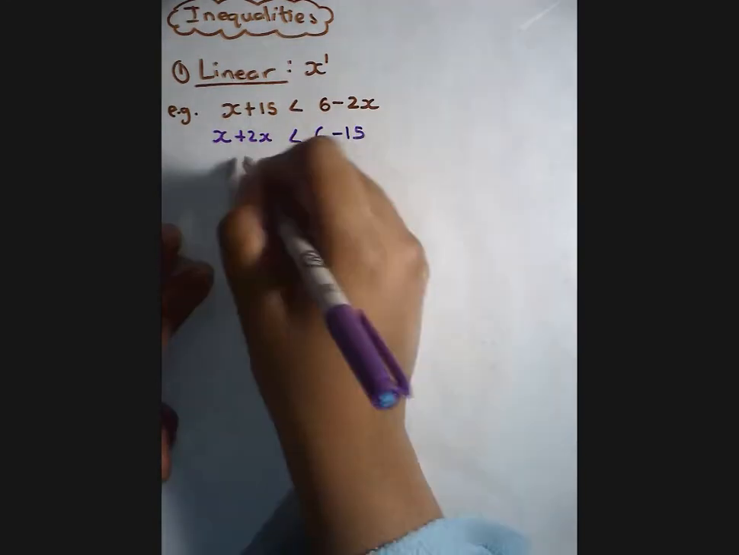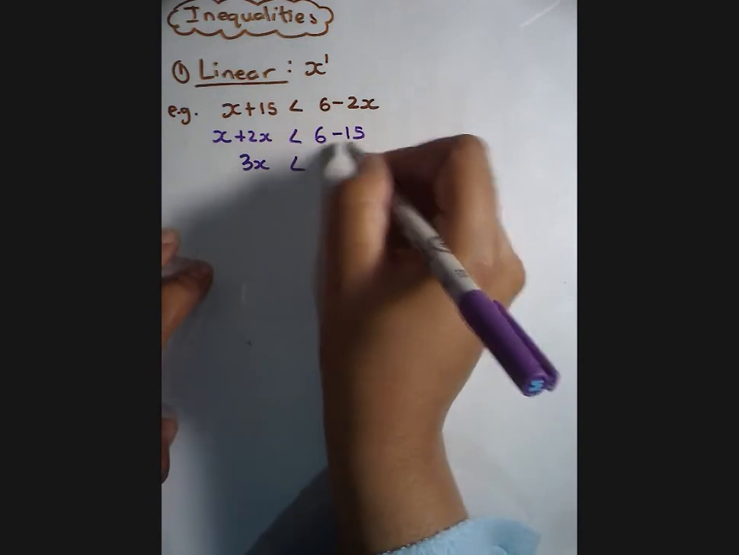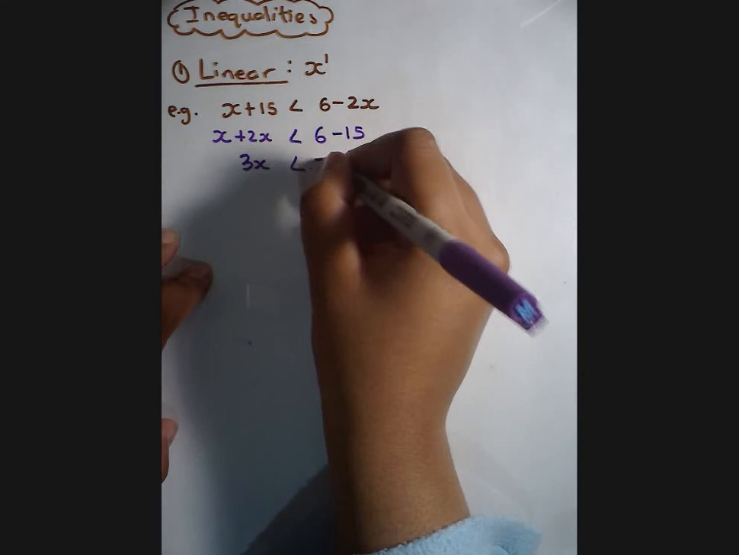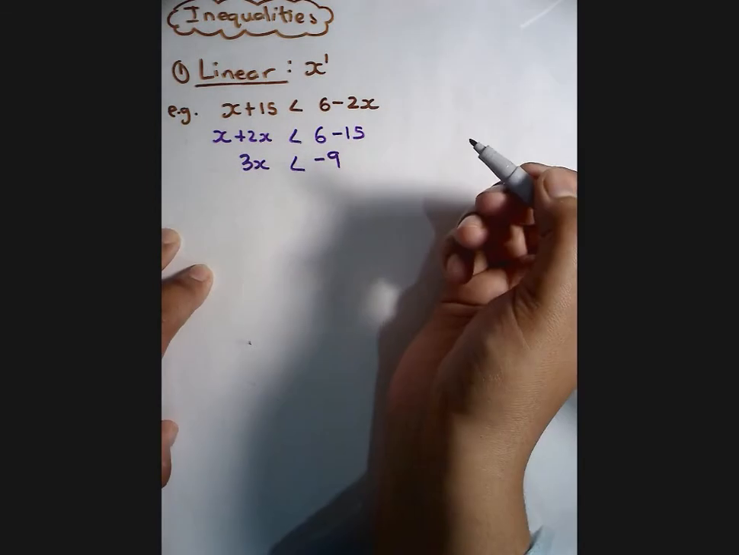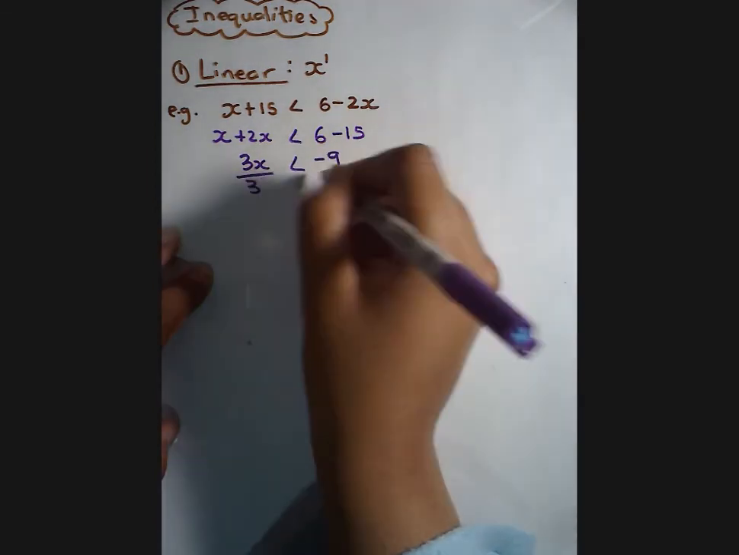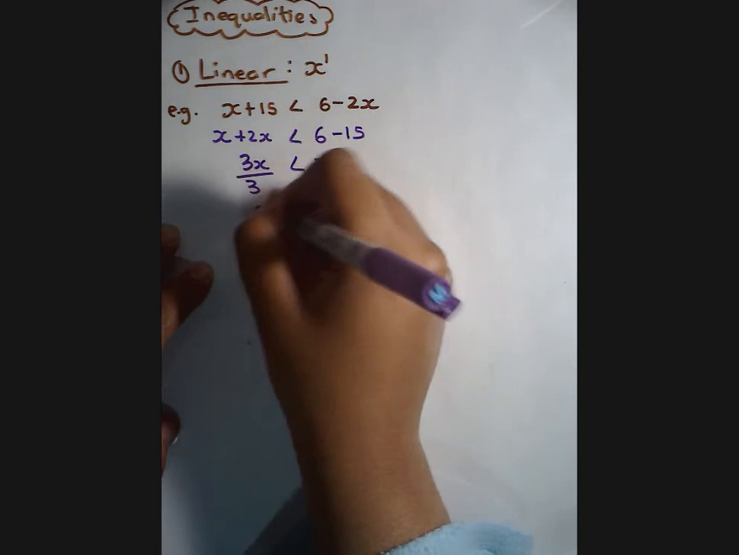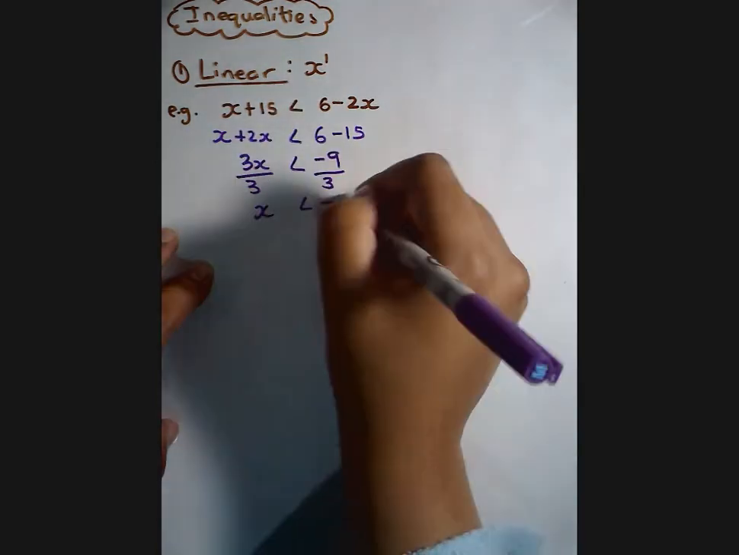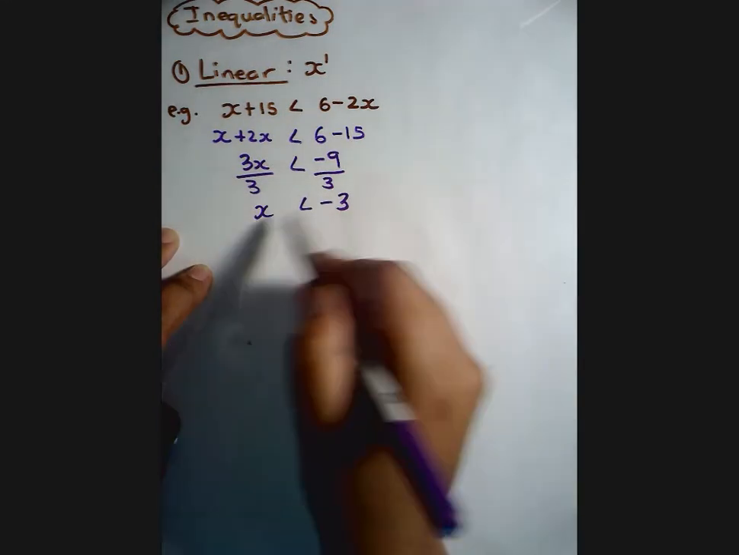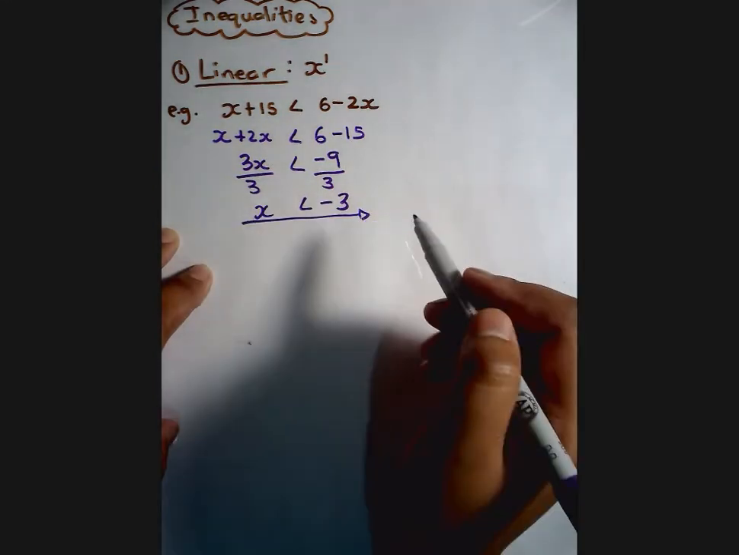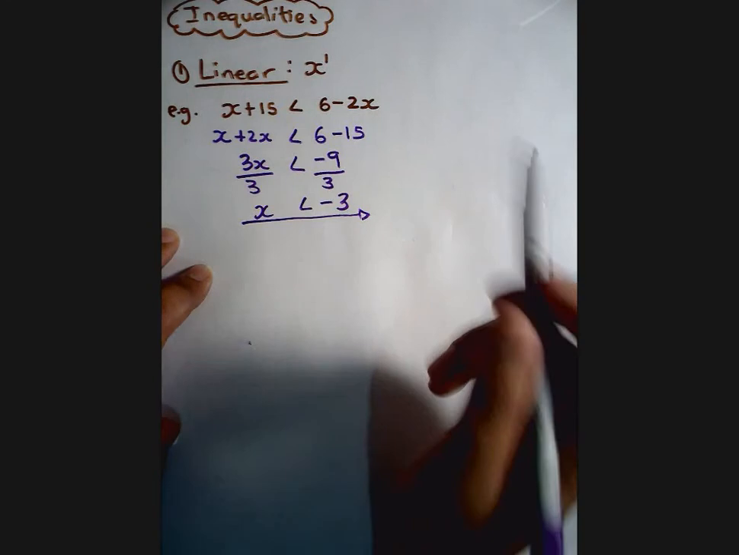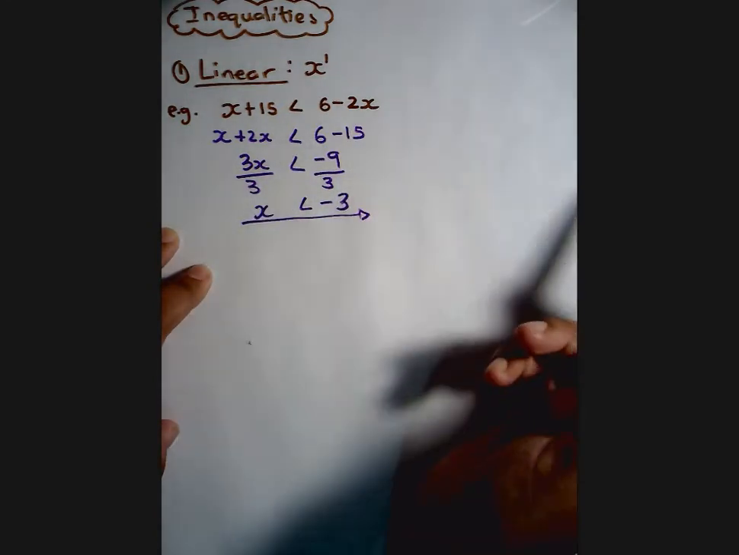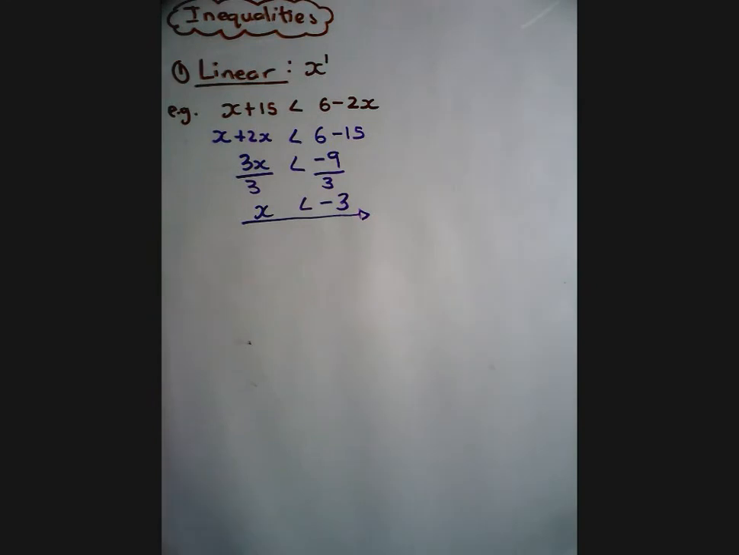So 3x is less than 6 minus 15, which is minus 9, right? Now to get rid of a 3, I divide both sides by 3. So my final answer is minus 9 divided by 3, which is minus 3. That's my final answer. But they can ask this question in many ways. They can say work out this inequality and show it graphically. When they say show it graphically, they basically mean they want you to show it on the number line.